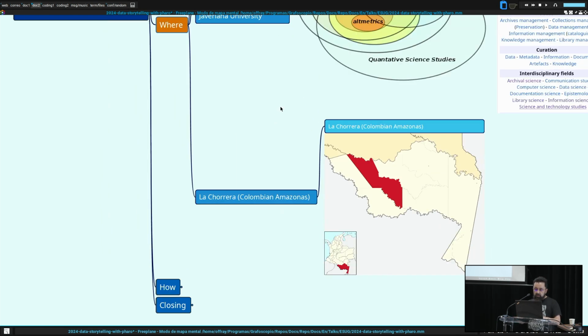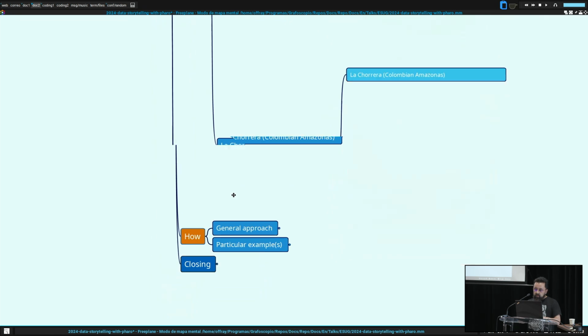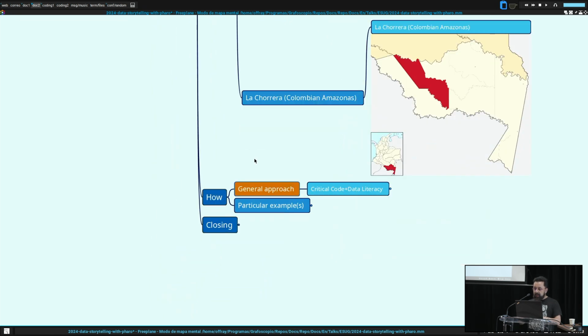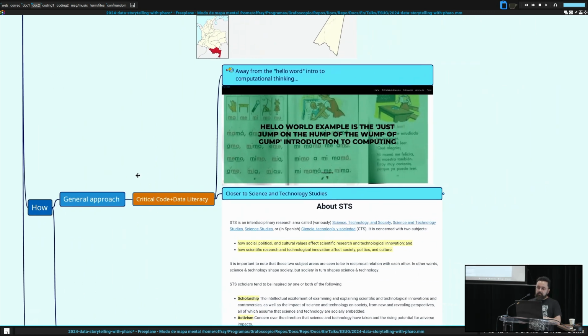And what I'm going to do is talk a little bit about the general approach, how we are doing this. And this is closer to what is called critical code and data literacy. In that case, we are getting away from the Hello World intro to computational thinking. So we are not doing that. It's kind of this, okay, let's start with syntax. It's like, no, we can have something better.